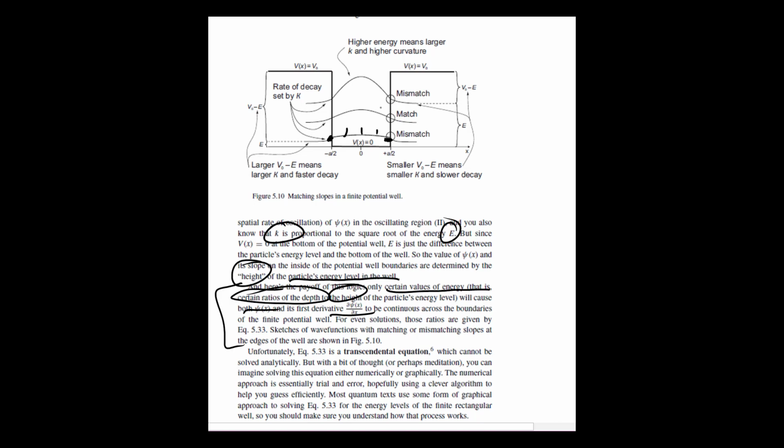Pretty flat line there. But since we're far from the top of the well, that means steep curvature in the evanescent region. So this slope doesn't match that slope. What if the particle's energy is up here?